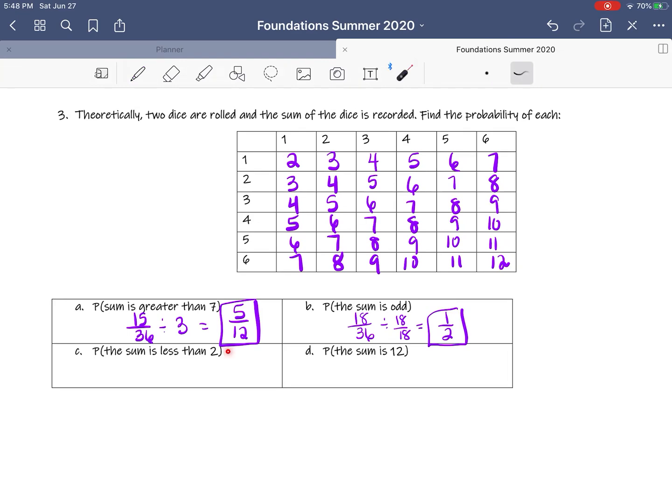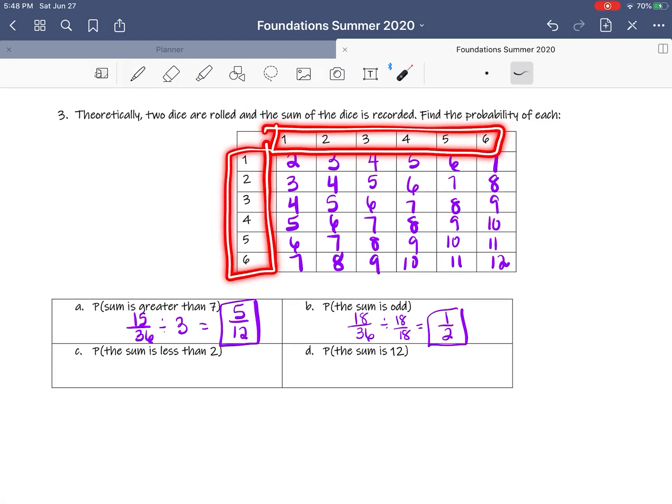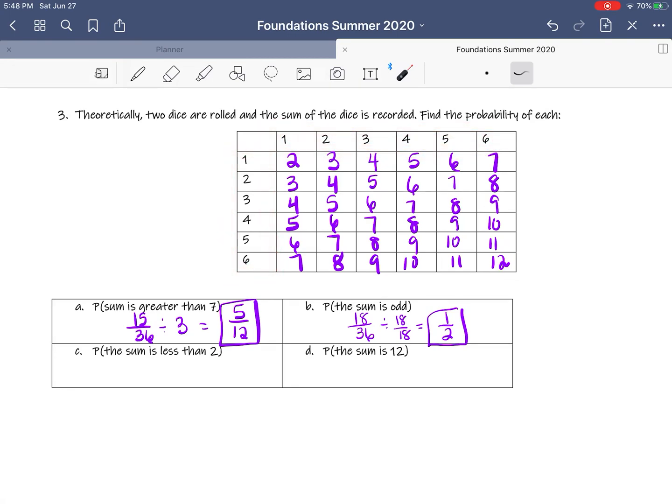This one, the sum is less than 2. Pause it, do it, unpause it. Are there any numbers less than 2 in this table? Now remember, these are the sides on the dice, so they don't represent a sum. The purple numbers represent sum. Are any of the sums less than 2? No. So there's a 0 chance of that happening.